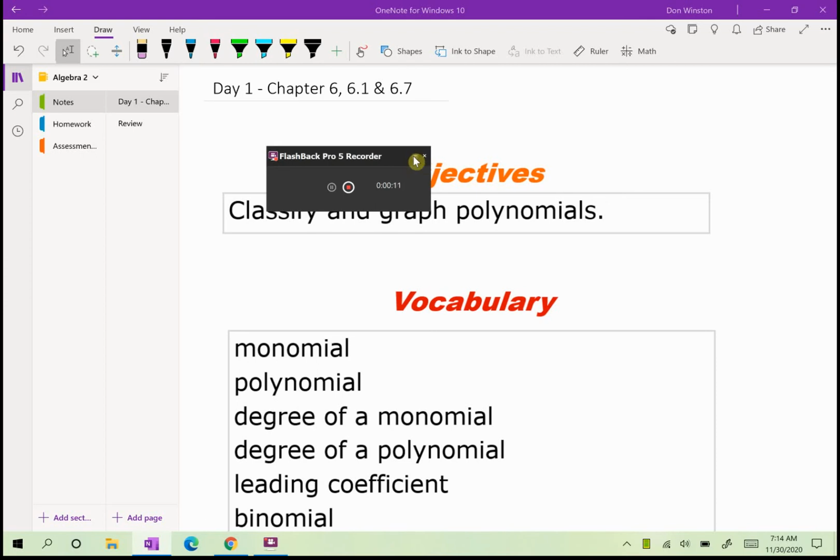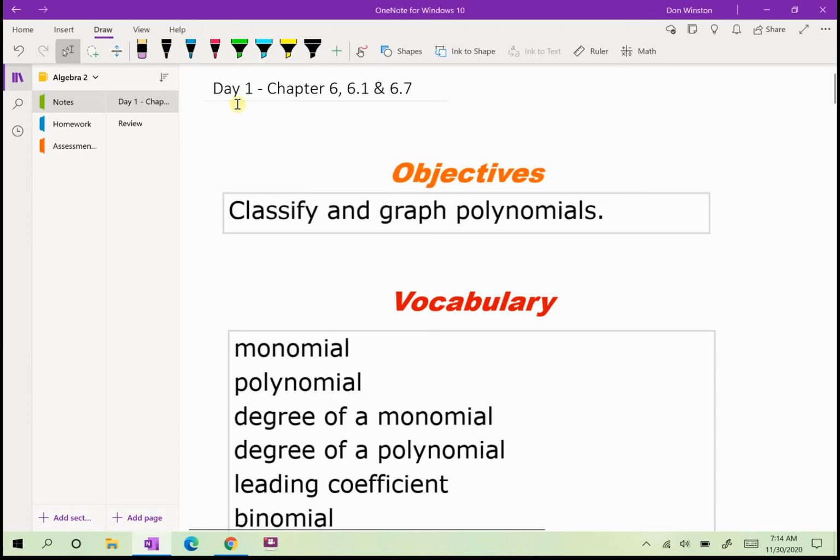We're going to start this trimester where we left off last trimester, and that is working with polynomials, in particular quadratic functions. So we'll be looking at chapter 6, but before I get into chapter 6, I'm going to have to review some things with you, just a couple things.